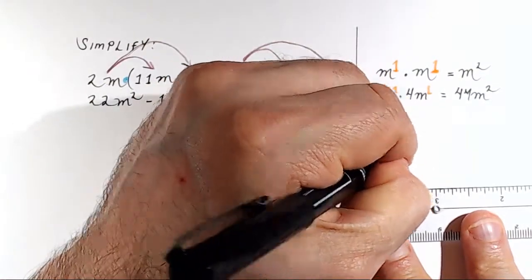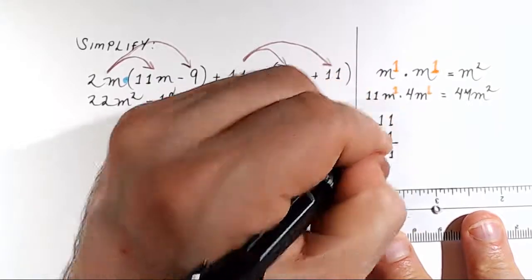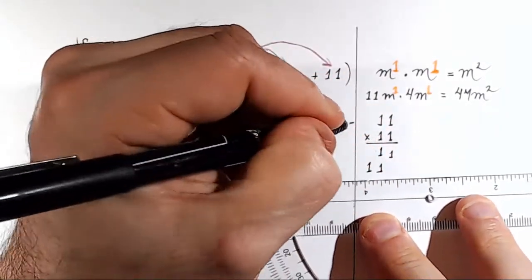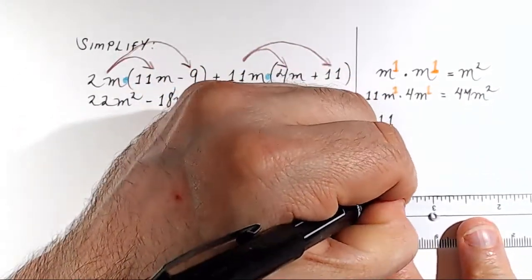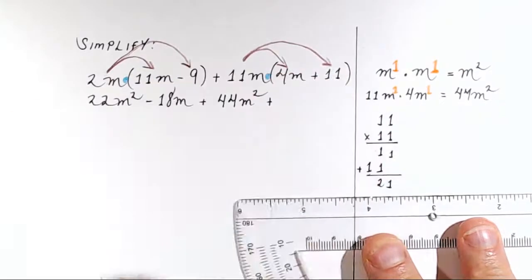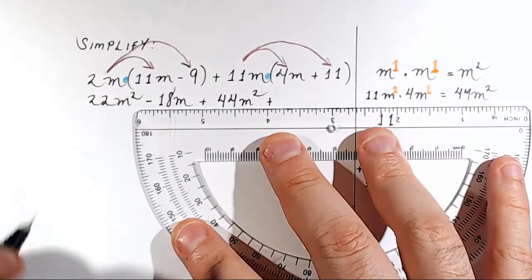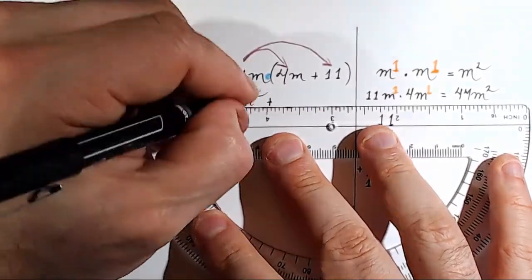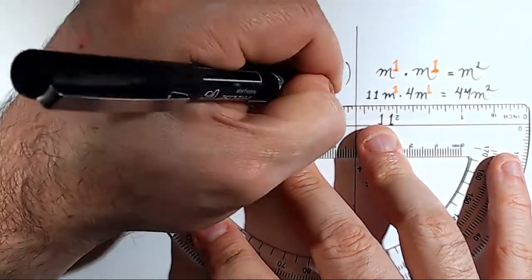1 times 1 is 1. 1 times 1 is 1. Now we're multiplying down here. 1 times 1 is 1. 1 times 1 is 1. When you add it up, you get 1, and then a 2, and then a 1. So 11 times 11 is 121. But we're multiplying 11m times 11, so we write plus 121m.